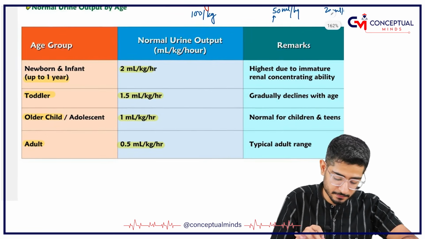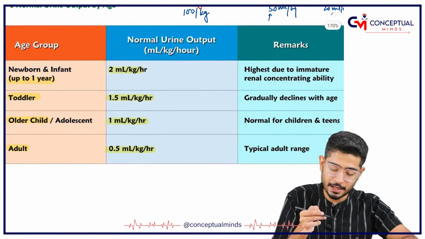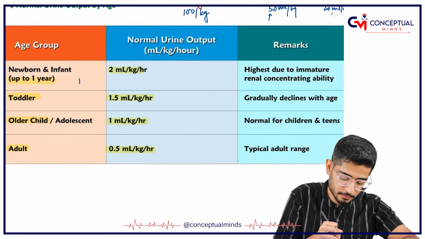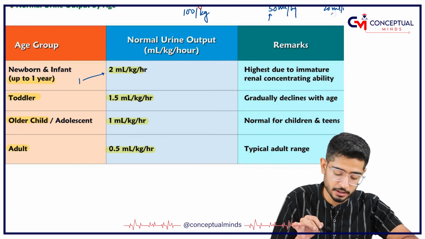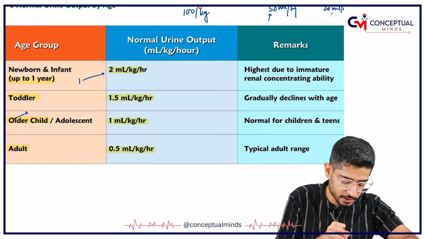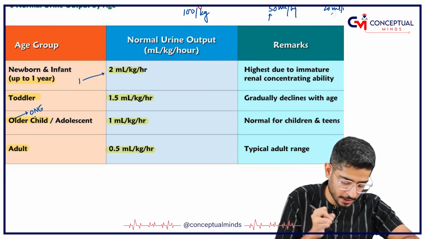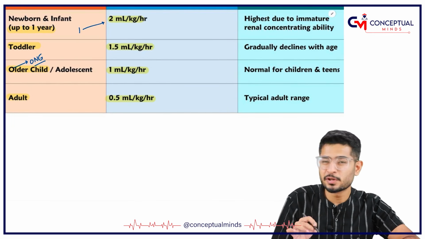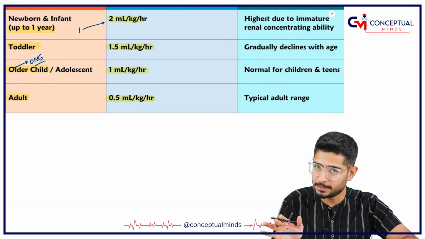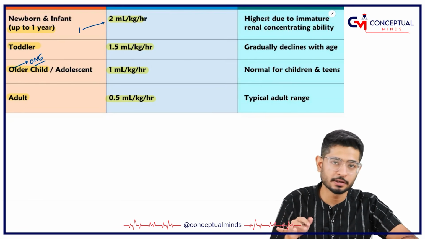So very simple to understand: up to 1 year, 2. Toddler is going to be what? 1.5. Older children, 1. Older children starting from O, so ONE, 1 is going to be there, and adult is going to be 0.5 ml per kg. Now this table I am going to use at multiple places, that's why I thought of telling you beforehand.